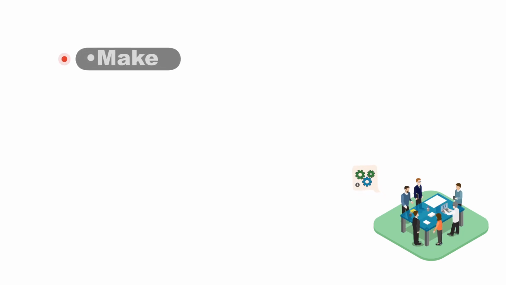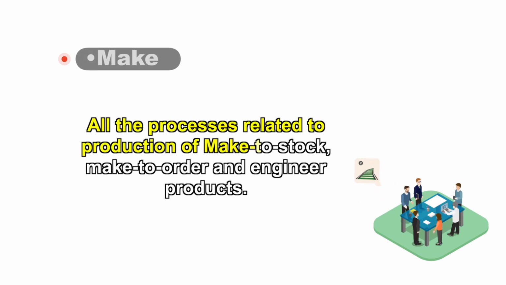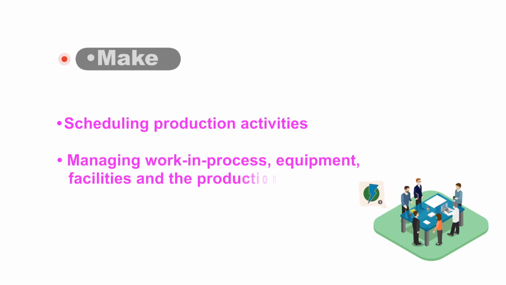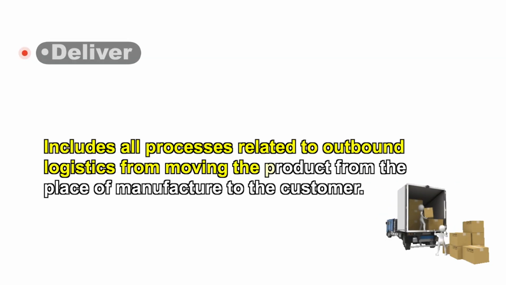Make includes all the processes related to production of make to stock, make to order and engineer products. It includes scheduling production activities, managing work in progress, equipment, facilities and the production network. Deliver includes all processes related to outbound logistics, from moving the product from the place of manufacture to the customer.